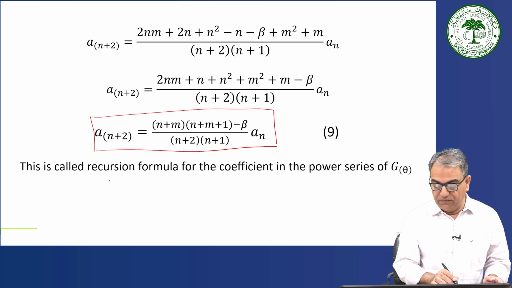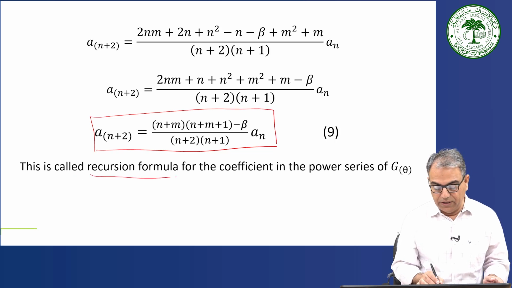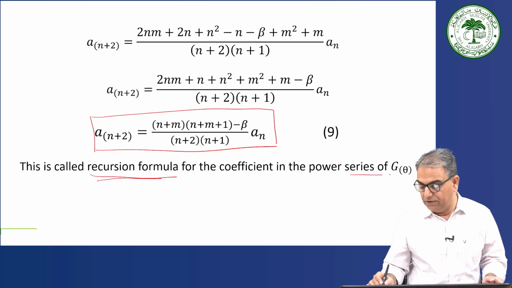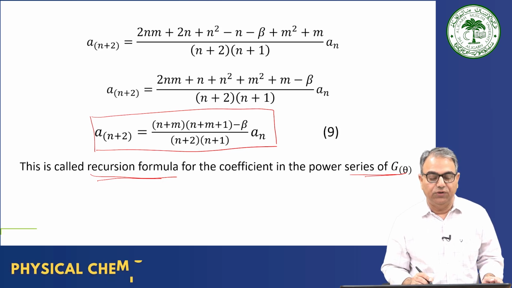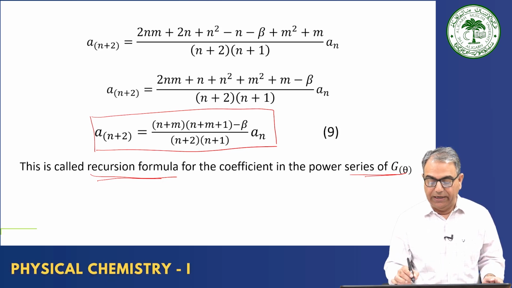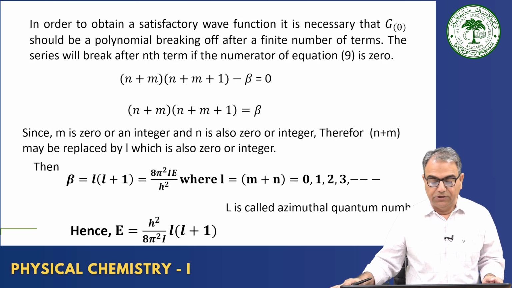This is called the recursion formula for the coefficients of the power series g theta. Recursion formula for the power series of g theta. A similar recursion formula we obtained in the case of the simple harmonic oscillator. If you remember, it was a k plus 2 and a k value. I said that there could be an odd series and an even series, and we can break this by taking the numerator equal to 0, and we will do the similar thing here also.